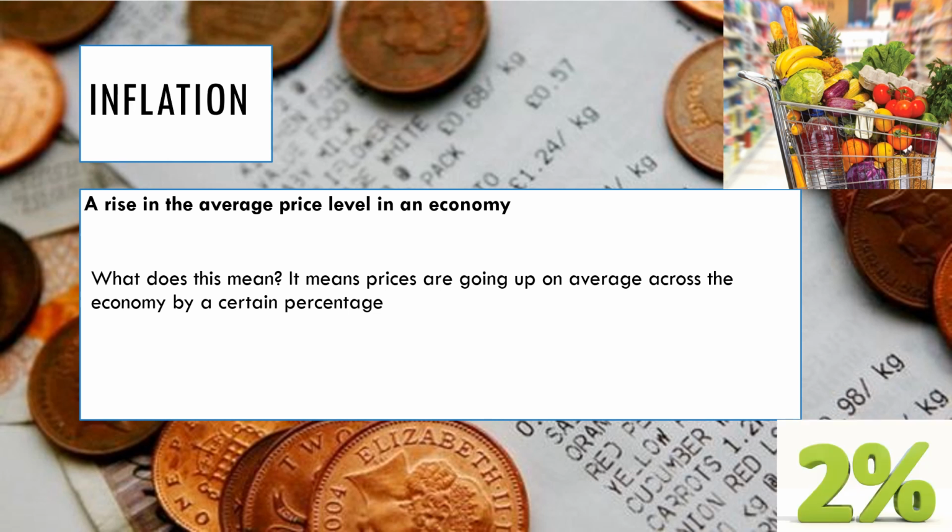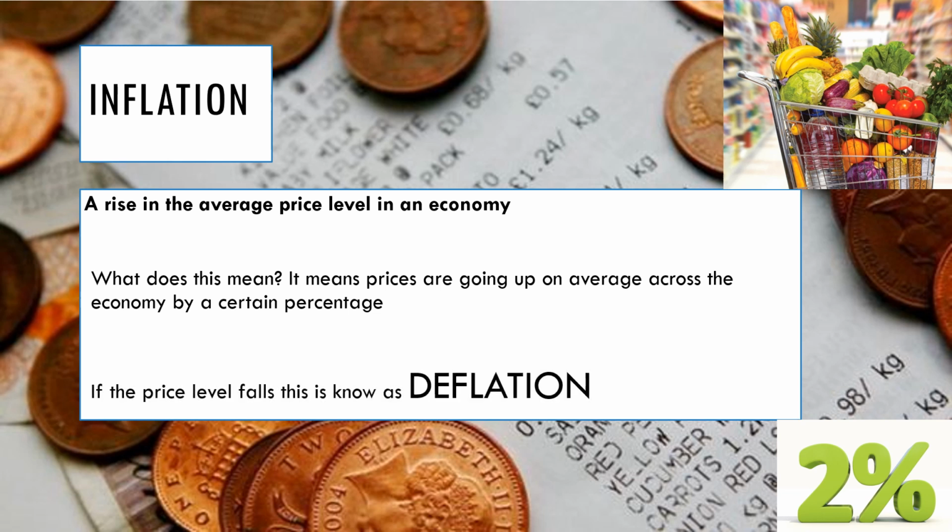So for example, if inflation was 2%, it would mean that on average the prices of goods and services in the UK this year are 2% higher than they were last year. If the price level goes down, if prices fall, we call this deflation.